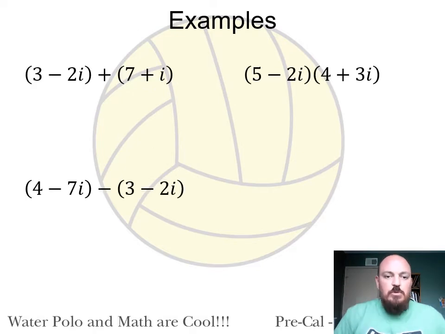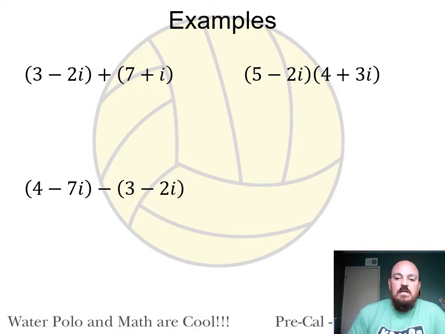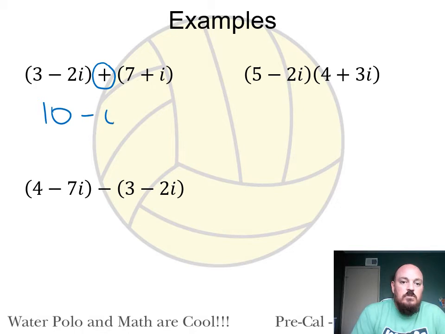All right, let's just put them all up here. So what we have is three examples: an addition problem, a subtraction problem, and a multiplication problem. Now the two in the left-hand column, adding and subtracting, are very, very simple. It's just combining like terms. So like right here, as soon as I see that this is an addition problem, I don't even need the parentheses in this one. I'm just combining my like terms. So I say 3 plus 7 is 10. -2i plus 1i would be -1i. So I'll just put 10 minus i for my answer.